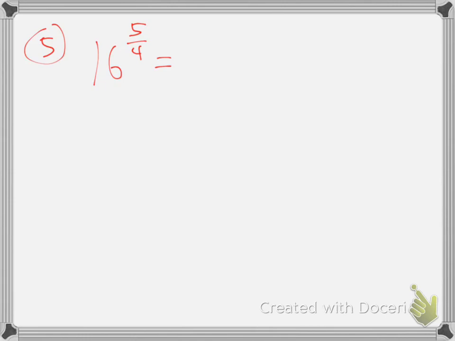So that denominator 4 swings around. 4th root of 16 to the 5th. We good there? Like that. And then, now, how should we work this out from here?